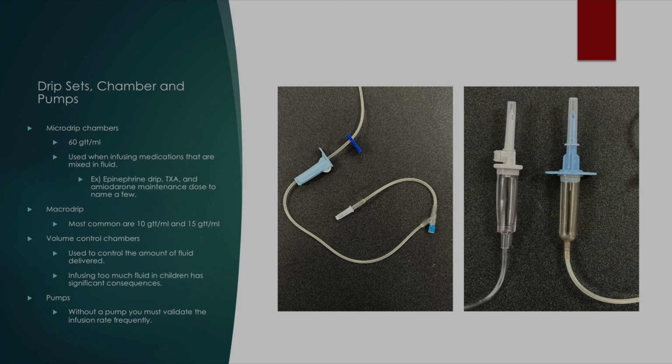Macrodrip tubing delivers larger drops, most commonly 10 or 15 drops per milliliter, and is typically used for fluid resuscitation rather than precise medication infusions. Volume control chambers are used to limit the amount of fluid delivered to the patient. This is especially important in pediatrics, where excessive fluid administration can have serious consequences. The provider sets a specific volume into the chamber attached to the IV bag, allowing controlled delivery. Y-tubing may also be present, providing an additional Luer lock access port.